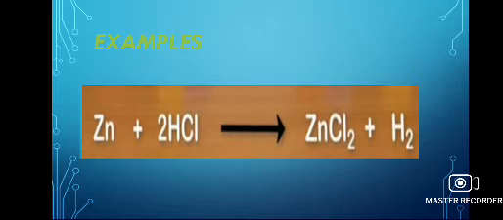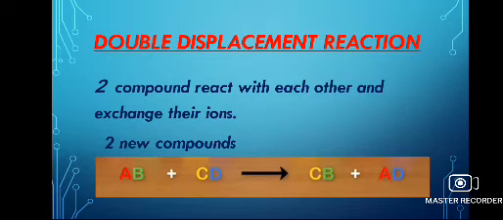We have zinc and hydrochloric acid. Zinc is more reactive than hydrogen. It can displace, so we get zinc chloride and hydrogen. Let's look at the next reaction, double displacement reaction. In double displacement reaction, two compounds react with each other and exchange their ions to form two new compounds.